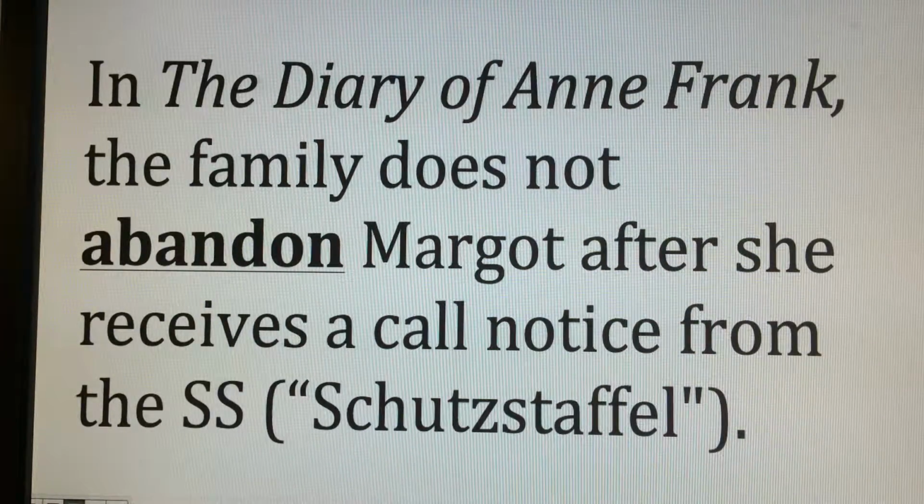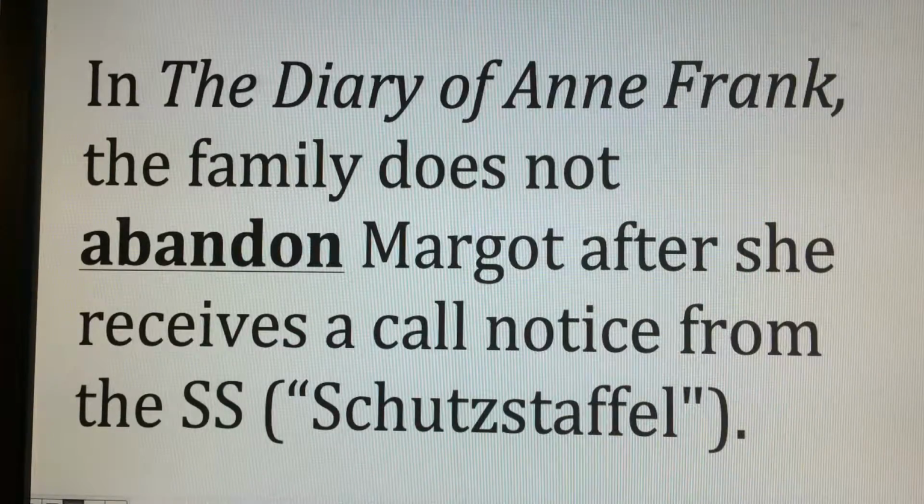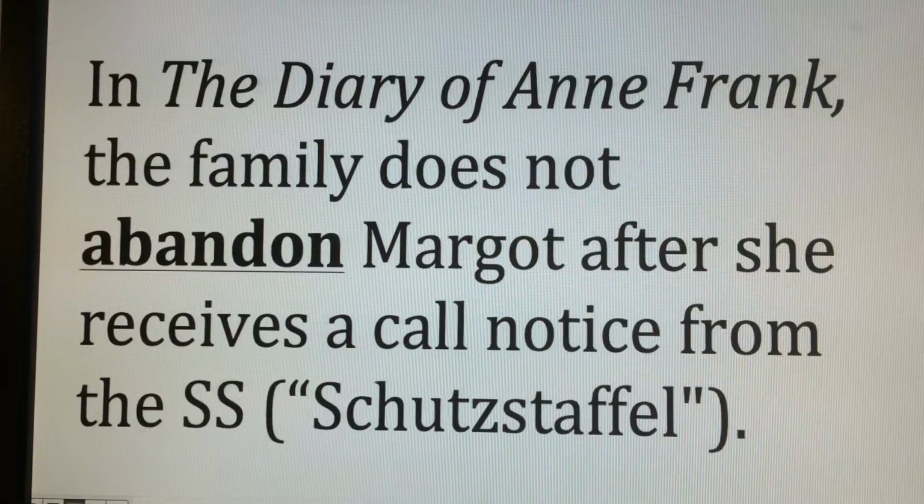Hello, this is Maestro X, and I'm going to go over the Level 1 academic word of the day, abandon, for week 3, quarter 4. Let's take a look at your flashcard.